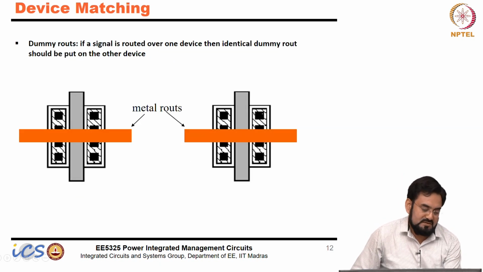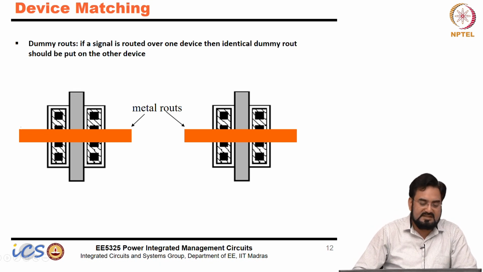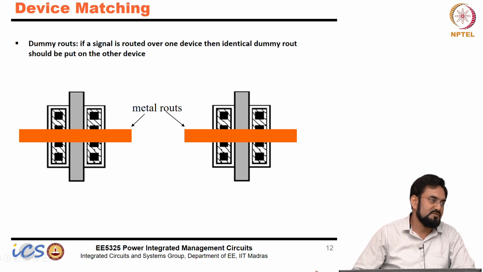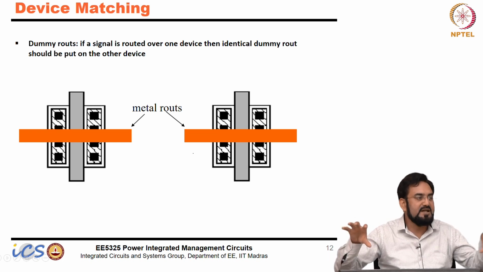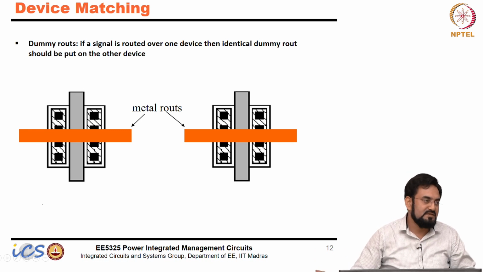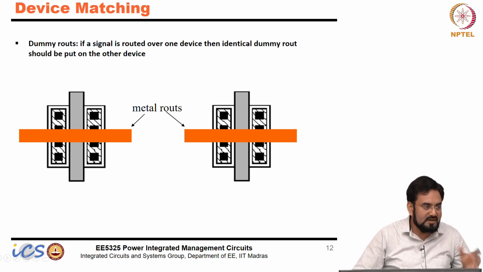Then dummy routes. So let's say you're routing a signal, and this guy you're routing from the top. Okay, but it's not necessary that you have a routing signal on the other device also. Okay, so if the other device is not seeing the routing metal, then you have to put the dummy metal, so that both of them see the same metal. So it's all about actually creating a copy of one device, that's it. So if this is seeing something extra, you have to put that on the other device also, and don't connect it to anywhere, leave it floating or ground actually, because we cannot connect that to the same signal.